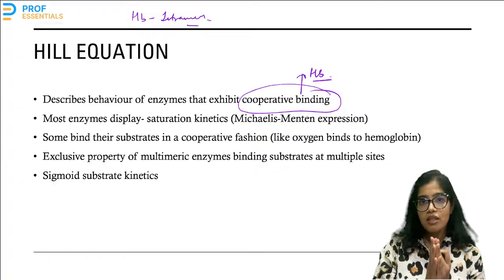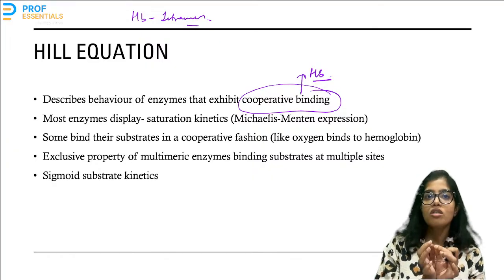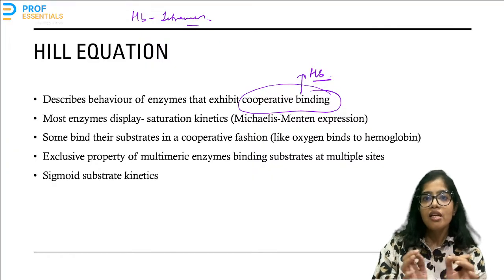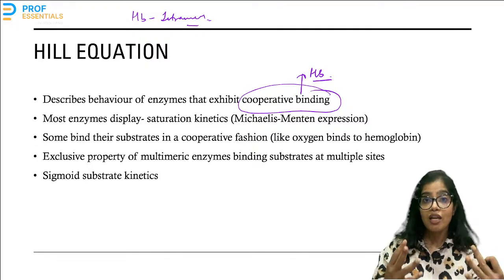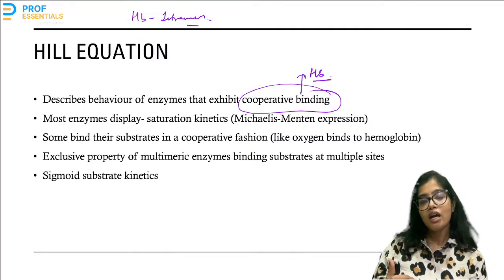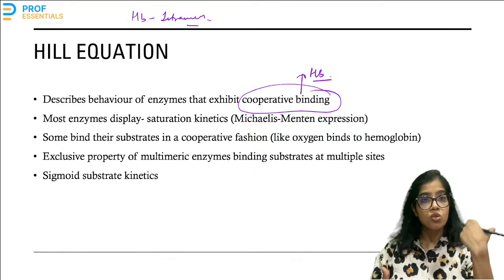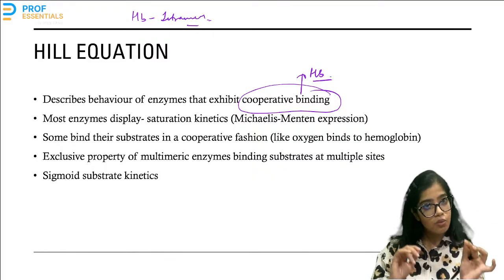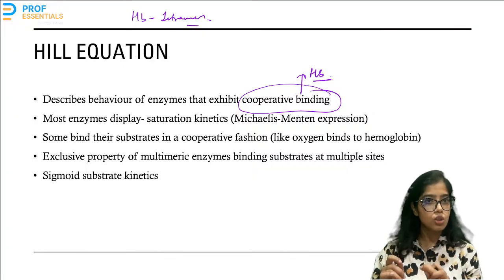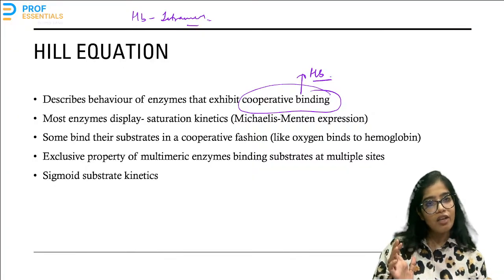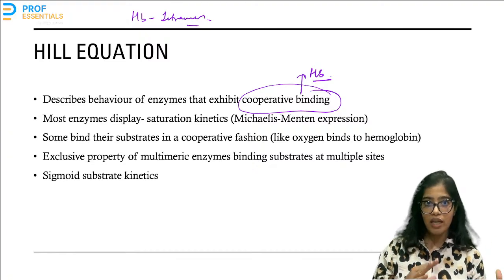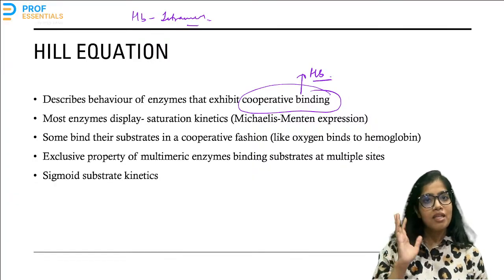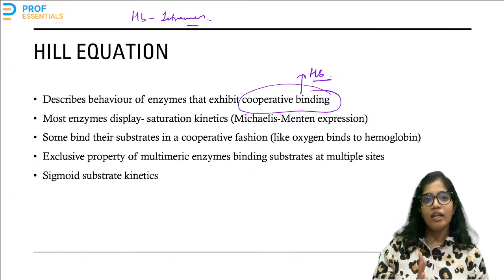Now what happens in hemoglobin is that once one molecule of oxygen attaches, the rest of the molecules of oxygen will bind to it in a cooperative fashion. That means the affinity for the other molecules of oxygen is going to increase. Once one molecule of oxygen is bound to the hemoglobin molecule, the affinity for the other molecules increases. This is cooperative binding. There are enzymes that exhibit this cooperative binding.